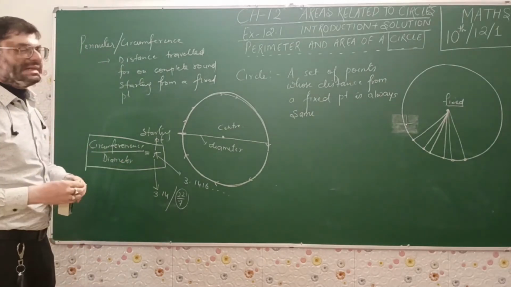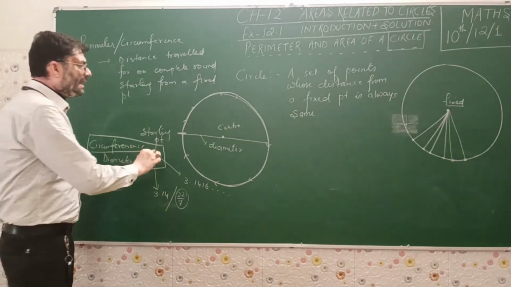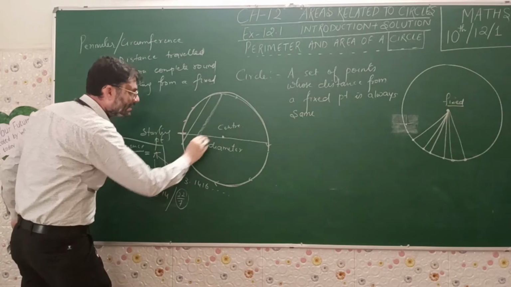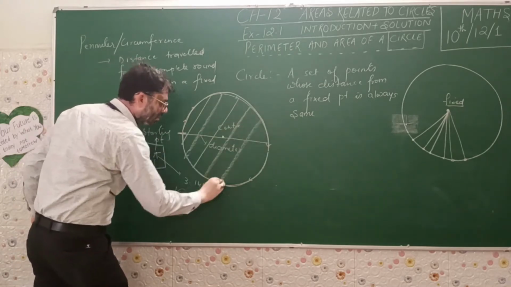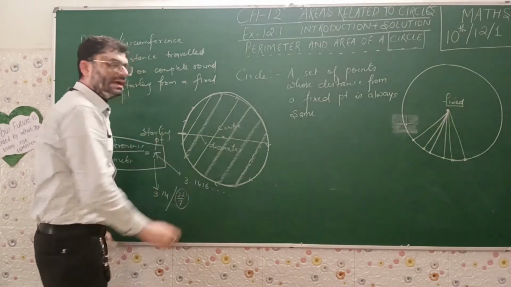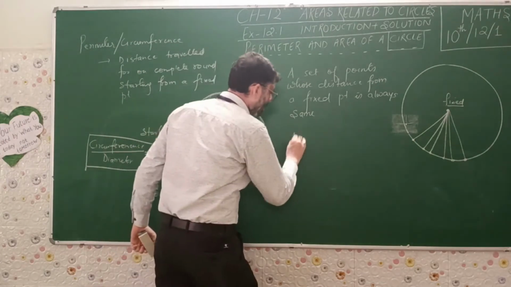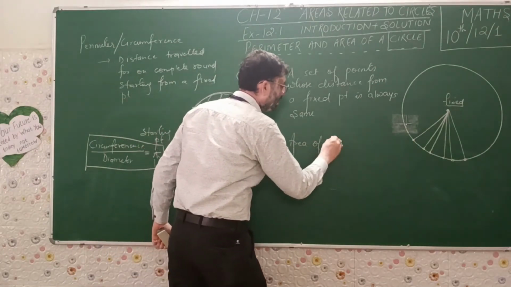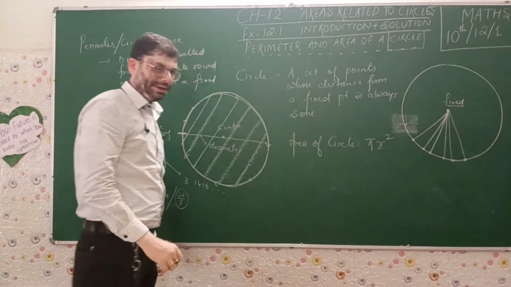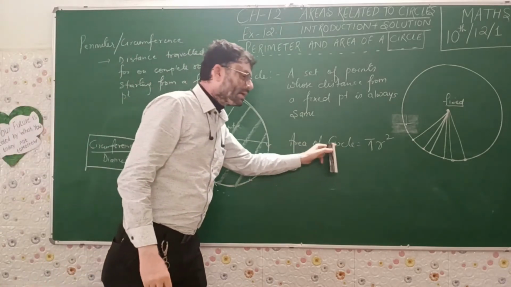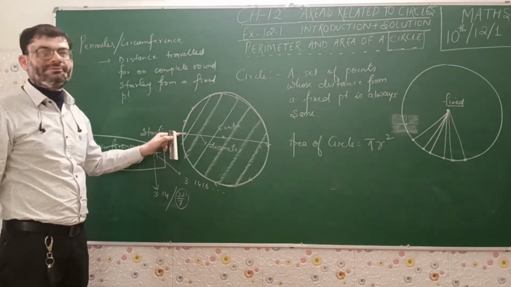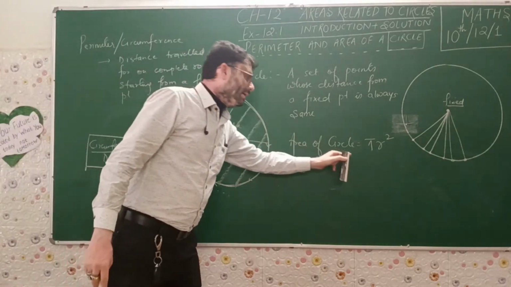Then, moving on to the area. Area means that enclosed figure. How much area does it cover? This total part is called the area of the circle. And the area of a circle is given by the formula: area of circle is equal to pi r square. That means the area enclosed within that closed bounded figure of the circle is pi r square.